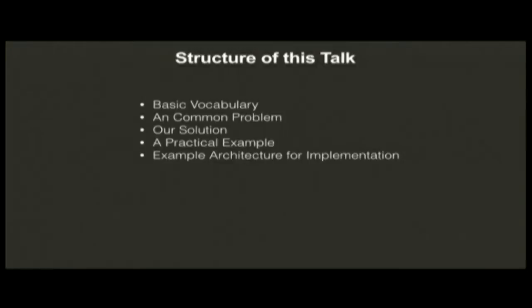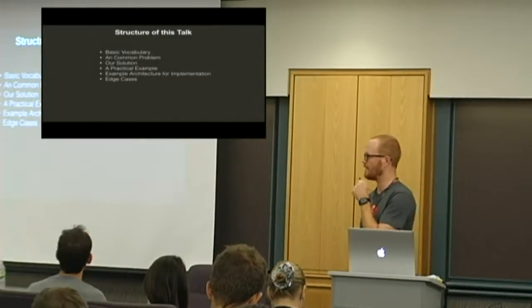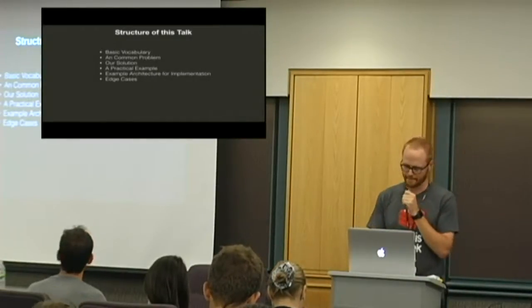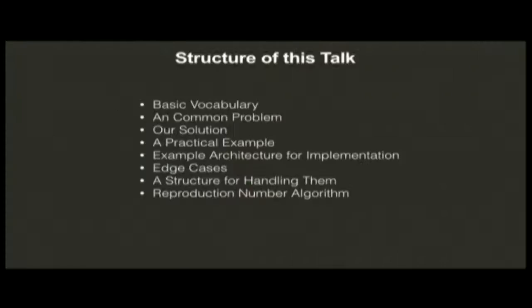Some architecture for how it's implemented, because the example is going to be mostly code that assumes an architecture exists sort of behind the scenes. So we'll take an in-depth look at that, as well as some edge cases that you encounter with our particular solution. A structure for handling those. And then we'll go over a couple of interesting algorithms.